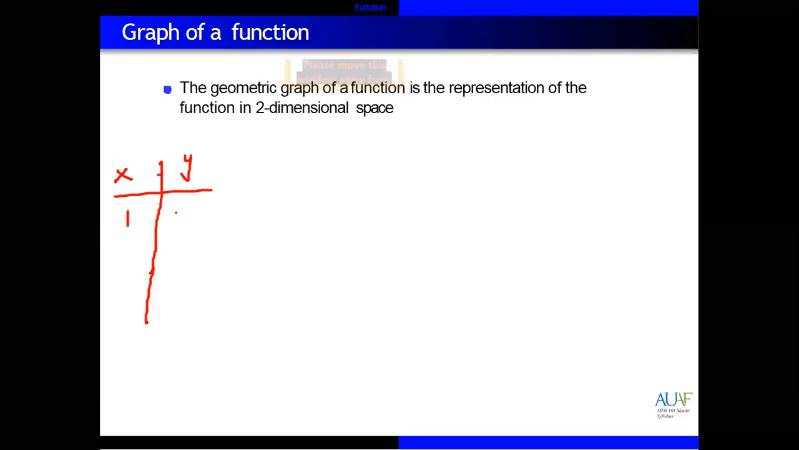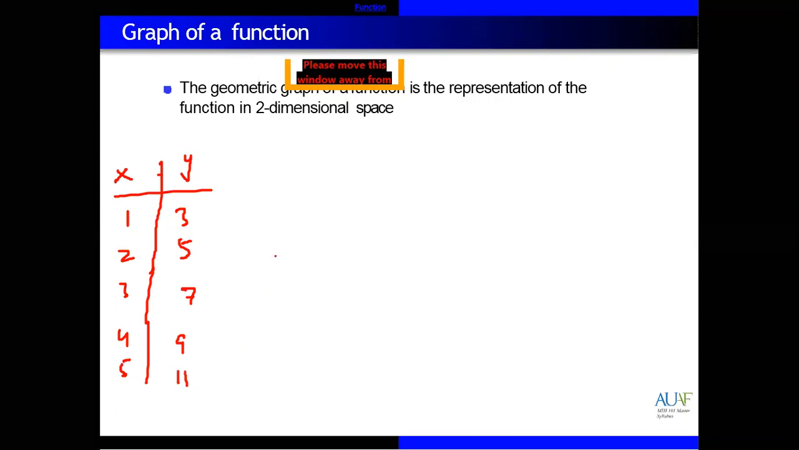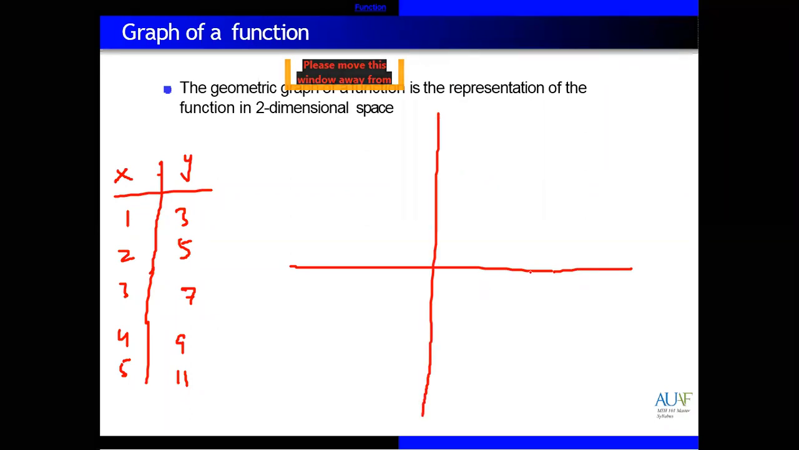So let's suppose 1 with 3, 2 with 5, 3 with 7, 4 with 9, and 5 with 11. How can we draw these on a graph? You need to draw an x and y plane. So, x values and y values. Starting from 1, let's suppose we have x as 1, then 2, then 3, then 4, then 5. For y, let's suppose we start from 3, then 5, then 7, then 9, then 11.